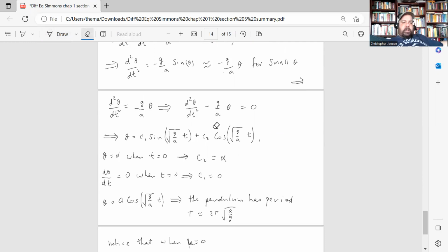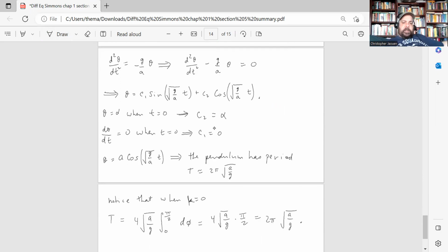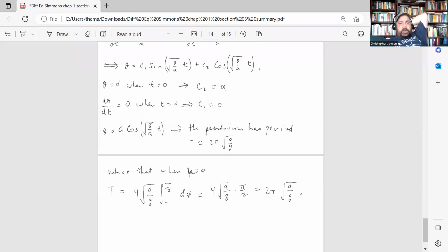So θ is α when t is 0. When you plug that in, you get that C2 is α, and the initial velocity is 0. So if you take the derivative of θ with respect to t, and then plug in t equals 0, you find that C1 is 0. So we get the approximate solution here: θ equals α cos(√(g/a) t), which is not surprising, right?